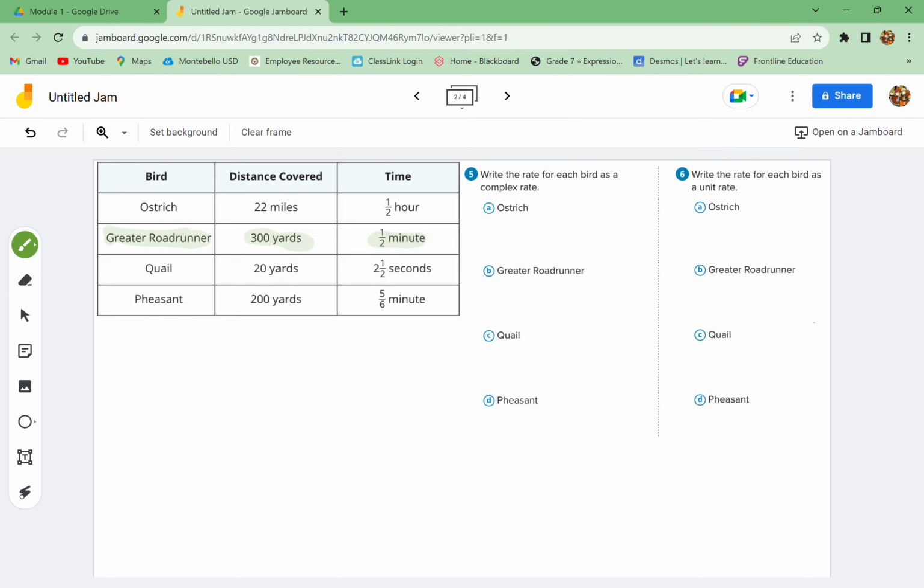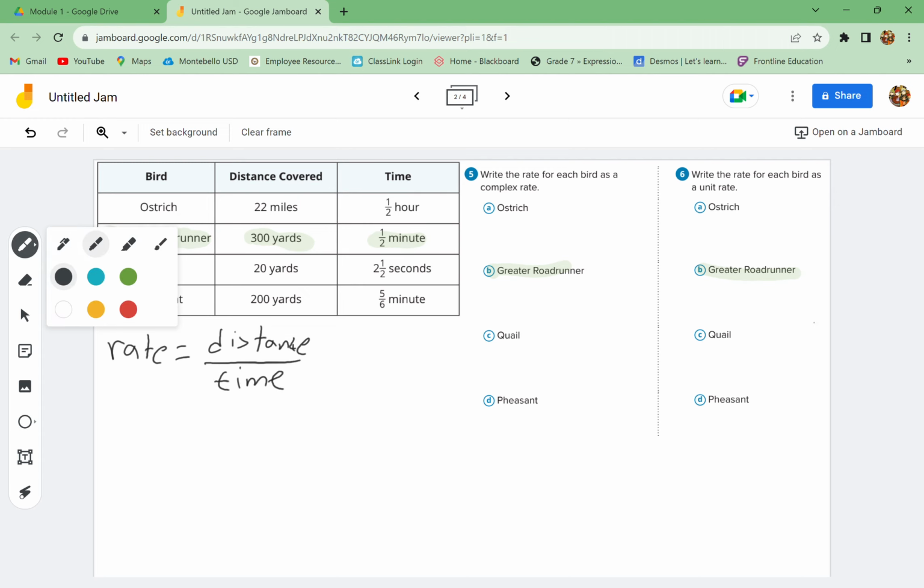All right, so what we're gonna do is focus right here. Okay, so do it in green. One thing you want to remember is that when you're finding the rate of something, so I'll put here rate, it's always going to be distance over time. Distance over time.